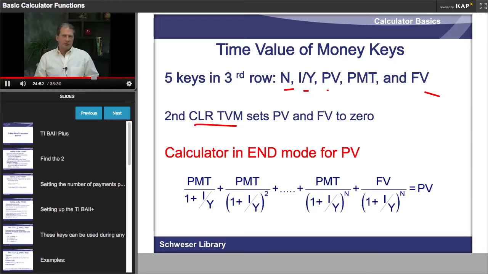But remember, the calculator remembers these values even after you turn it off. So just turning it off and turning it on doesn't reset any of these values to 0. So just be aware of that when you're working problems.